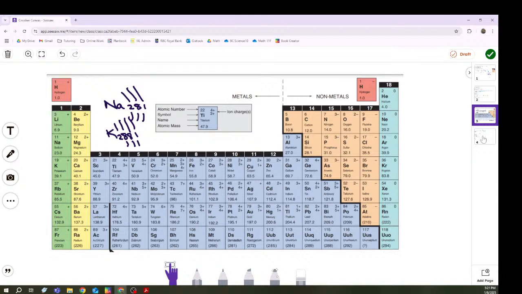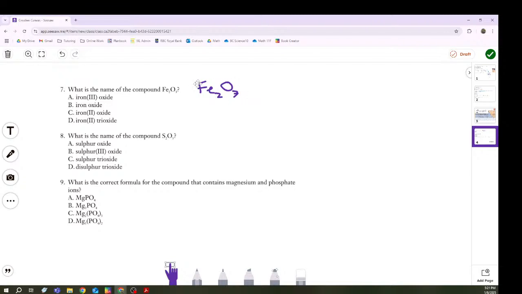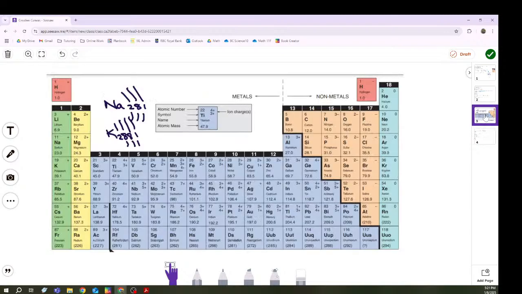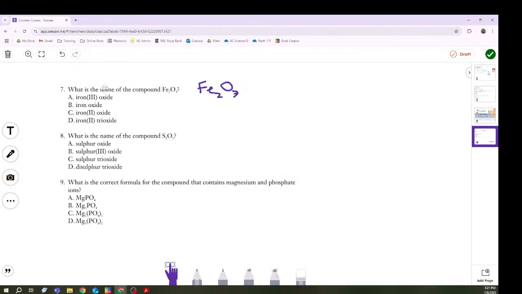FeO is a different formula, right? The formula is given. This is the formula. What would be the name of that? Okay, and so when I write Fe3O2, how do I write Fe3O2? Do I put 3 or do we write it here? Which one would you select here? The first one, right.